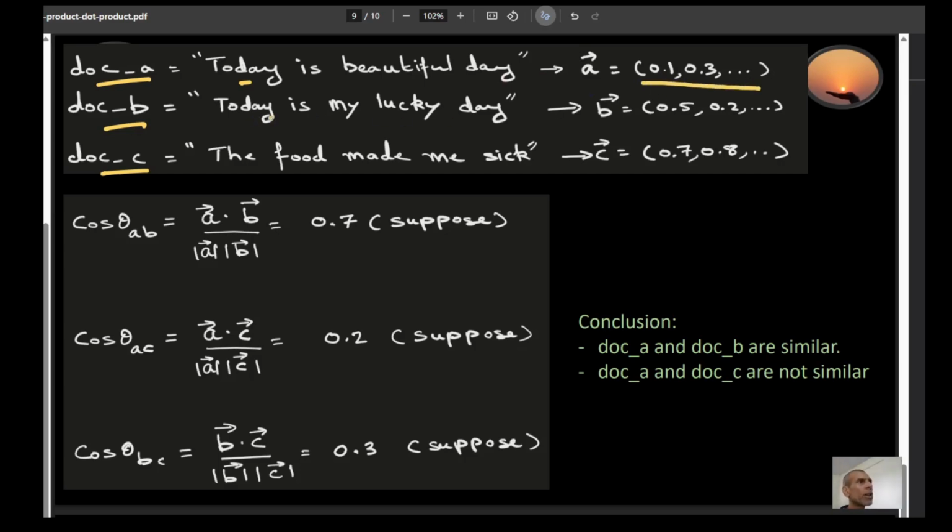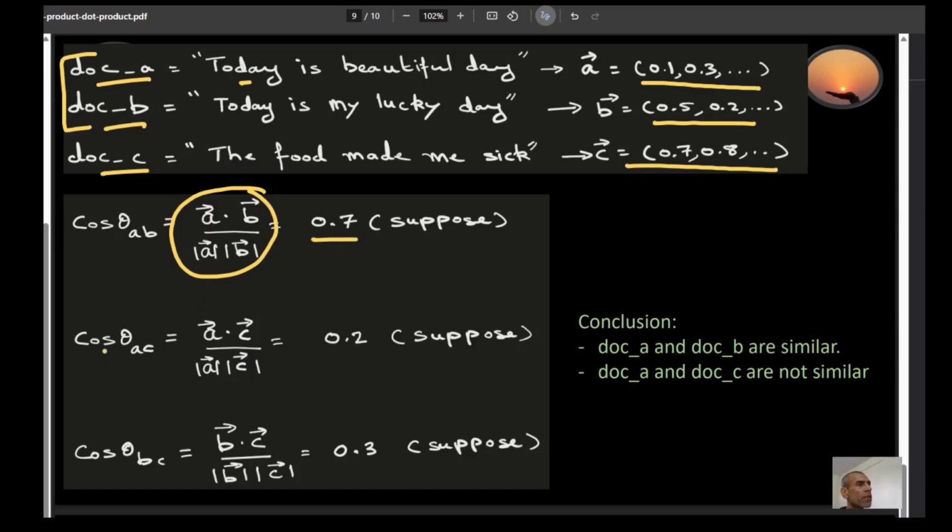Likewise, let's say document B says, today is my lucky day. You convert this into a vector, and it will come out to be something like this. And likewise, document C, the food made me sick. You convert this into a vector, and this will be your vector C right here. So let's say you measure cos of theta AB, that is, the cosine of the angle between document A and B. By the way, I'm using the formula I just showed you. According to this formula, let's say the answer comes out to be 0.7. I'm just making this number up right now.